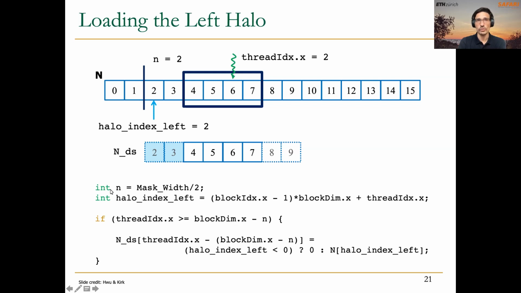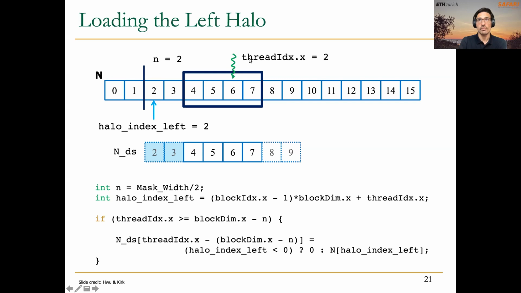And this is the code that we have to use. First of all, this n is half the size of, I mean, it's actually the size of the halo, because it's an integer division of the max width divided by two. In this case, the max width that we're considering is five. So divided by two is two. That's the size of the halo that we have to load. And now the halo index left for each thread in this particular thread block is obtained from the thread index, the block index, and also the block dimension, and also the block index of the previous block.